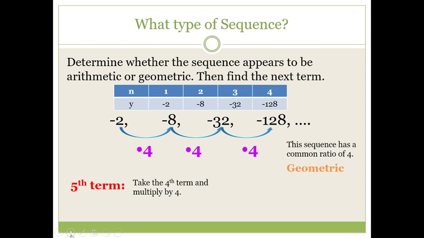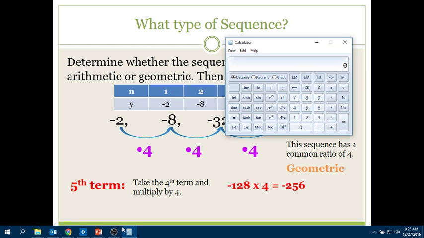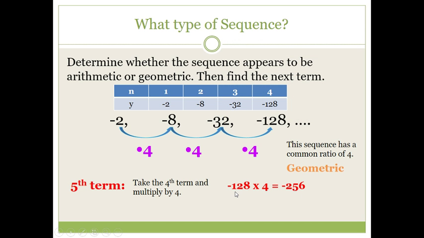To get to the next term, we should take the last term, which is our fourth term in this case, and multiply it by 4. That means take negative 128 and multiply it by 4. So in this case, negative 128 times 4 is negative 512.